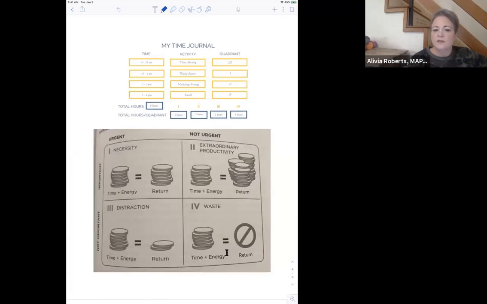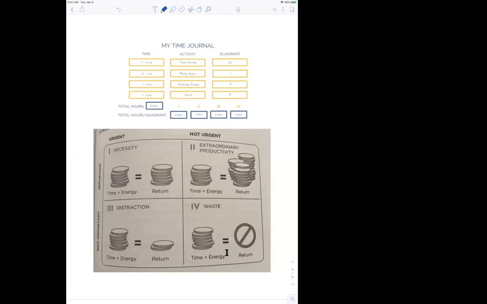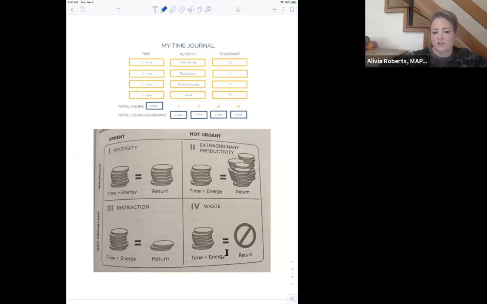Now, here are some indicators for each quadrant. Quadrant 1, you typically feel that you're constantly putting out fires and operating in emergency mode. Most of the projects you're working on demand your immediate attention due to a pressing deadline. Okay, that's quadrant 1. Quadrant 2, you feel like you're on top of things because of careful planning, prep, and prevention.